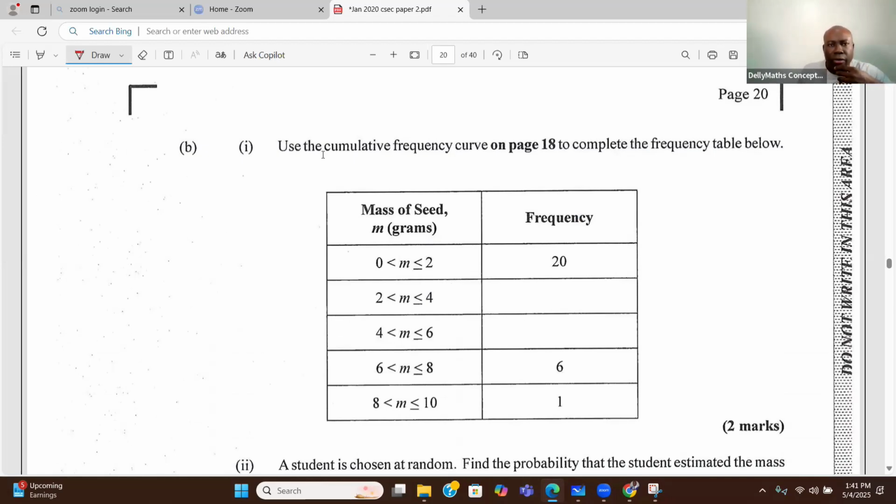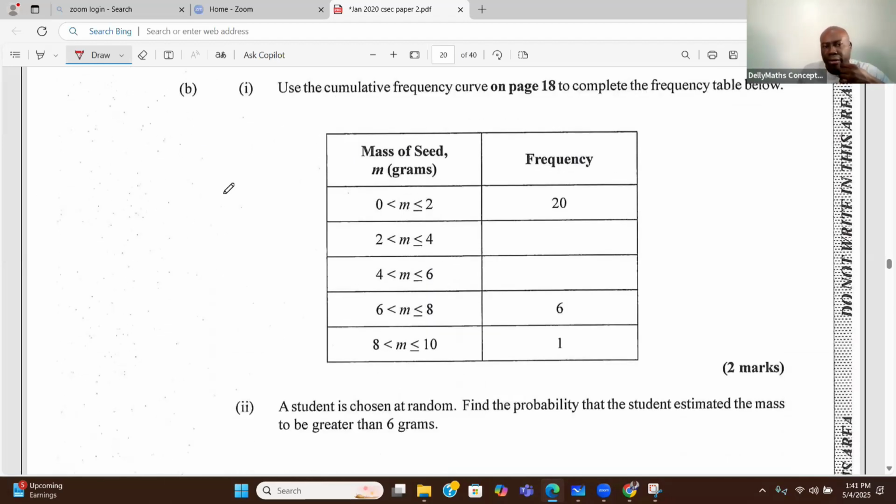All right. So here we're looking at this. It says here, use a cumulative frequency curve, which is the one you just had, to complete this. So they leave out frequency. Remember, everything has to add up to give 100 because there are 100 students. And we had already discussed that.